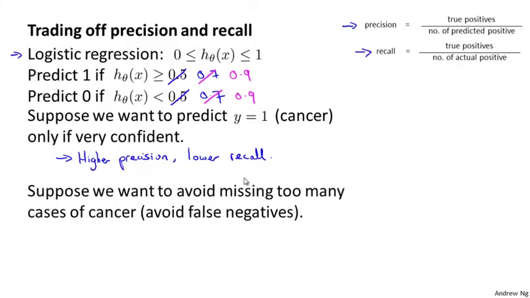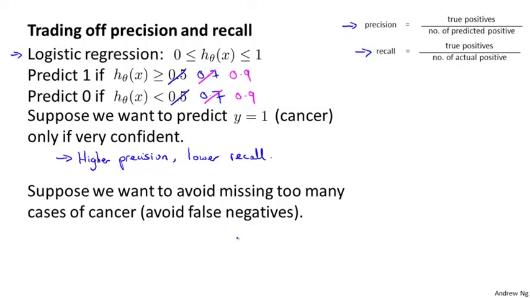Now consider a different example. Suppose we want to avoid missing too many actual cases of cancer, so we want to avoid false negatives. In particular, if a patient actually has cancer, but we fail to tell them that they have cancer, that could be really bad, because if we tell a patient that they don't have cancer, then they're not going to go for treatment. And if it turns out that they have cancer, they may not get treated at all, and so that would be a really bad outcome.